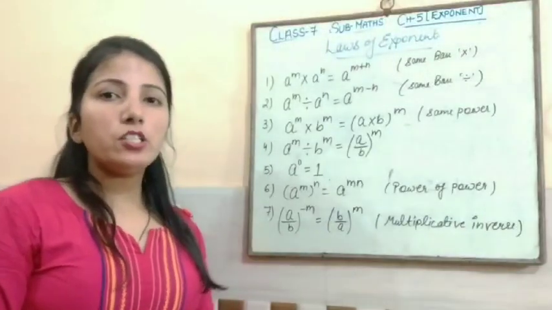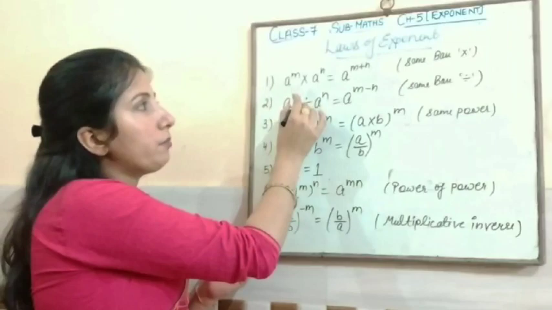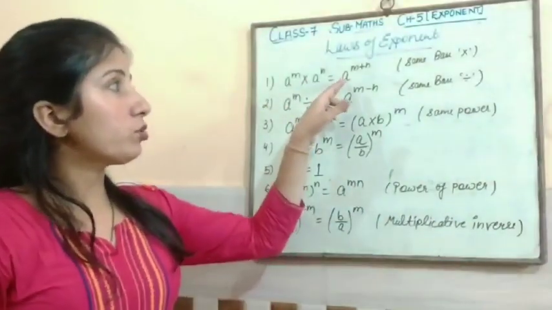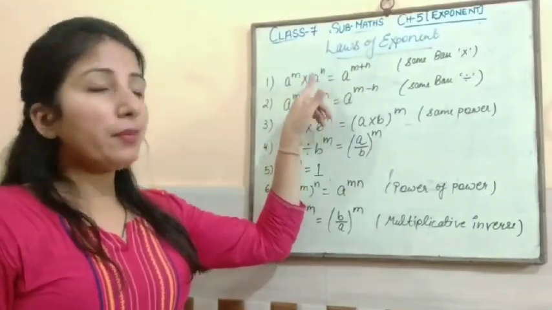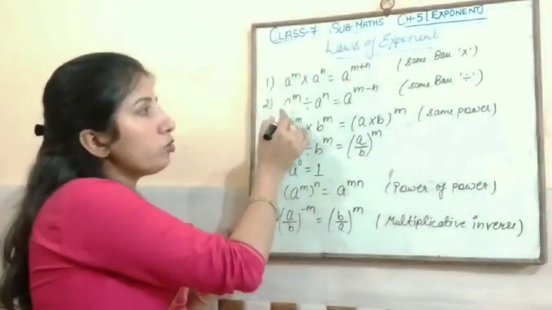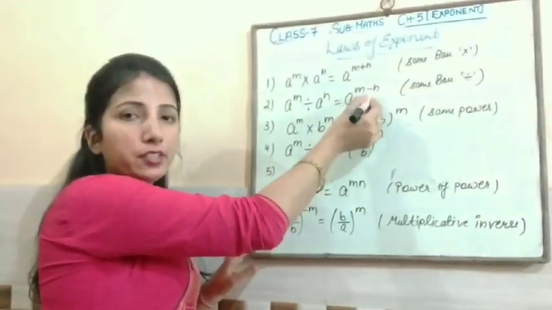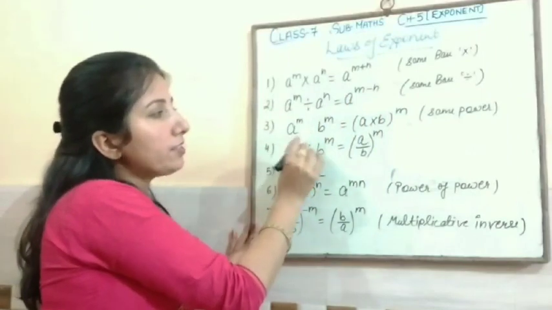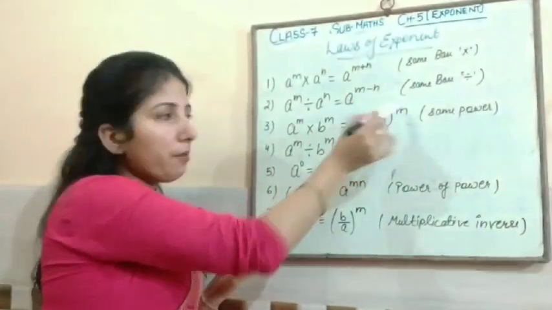So these were the laws of exponent. I am again repeating. First law was a raised to the power m into a raised to the power n will be equal to a raised to the power m plus n. If bases are the same in multiplication, the powers will be added. I have already given you an example. Second is a raised to the power m divided by a raised to the power n. In division, the powers will be subtracted. Third one is bases are different but power is the same. So this will be a into b whole power m.